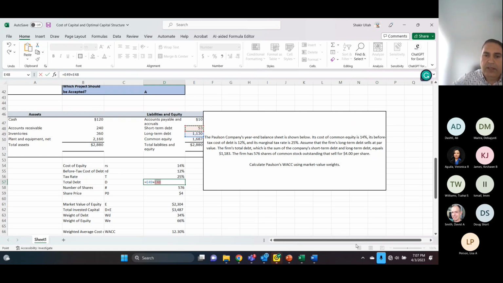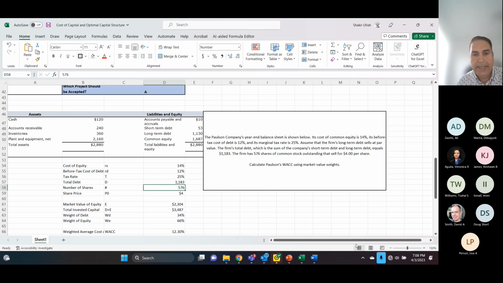Now, why are we using only these two? We're not using the accounts payable and accruals in this calculation, because on accruals and accounts payable, we don't pay any interest. That is not part of the financing, the actual money that is coming from the financiers. That is just growing with the business, and we don't pay interest. So we only consider the interest paying debt in the total debt calculations.